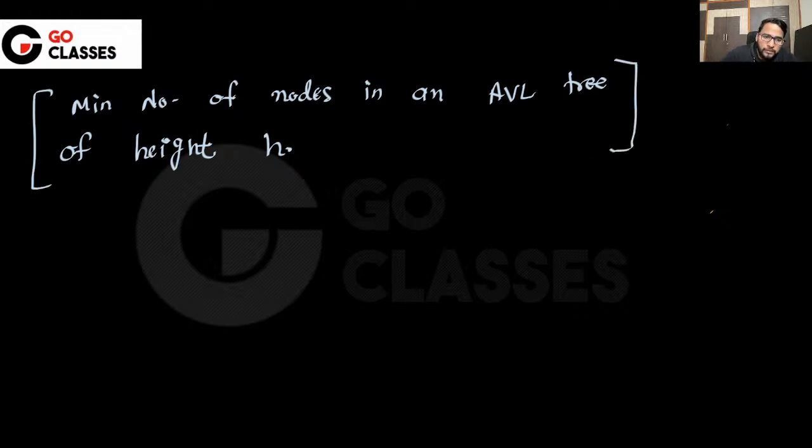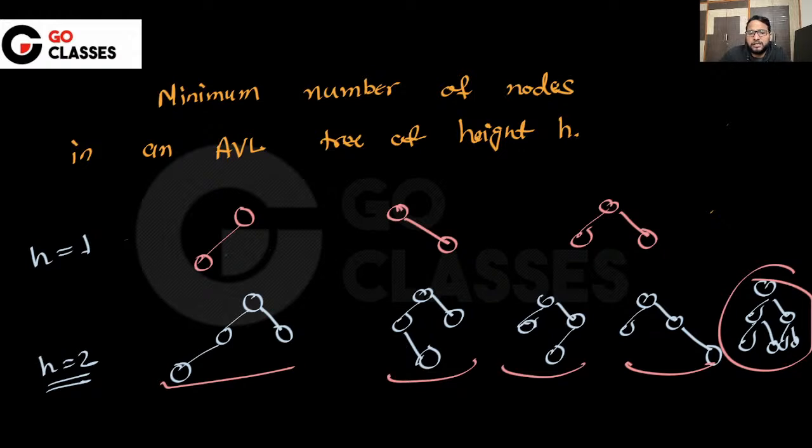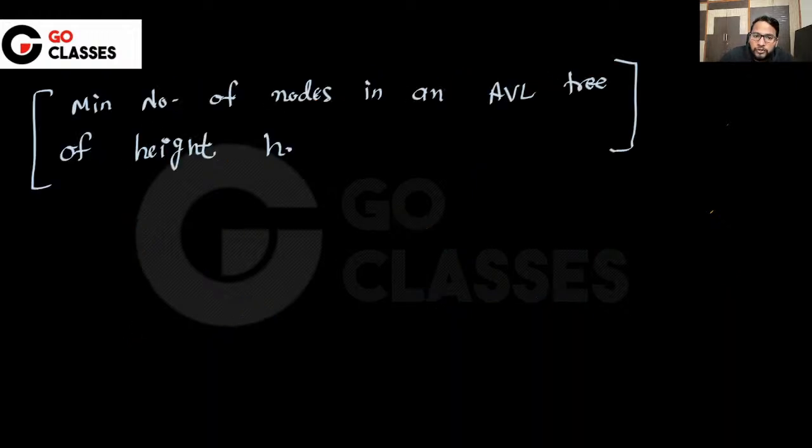Now, as I just told you, if you are having height 1, then the minimum number of nodes is basically 2, right? If you are having height 2, then this is 1, 2, 3, and then 4 is the minimum number of nodes. So similarly, I want to calculate the minimum number of nodes for a general height h, right? For a general height h, I want to calculate my answer. Let me know if you have understood this or there is some confusion here. Okay, I hope you understood.